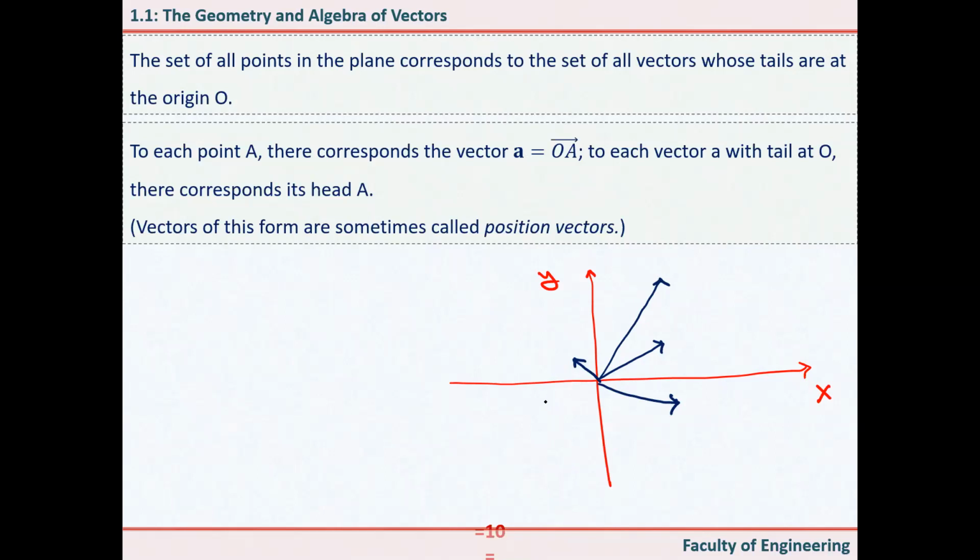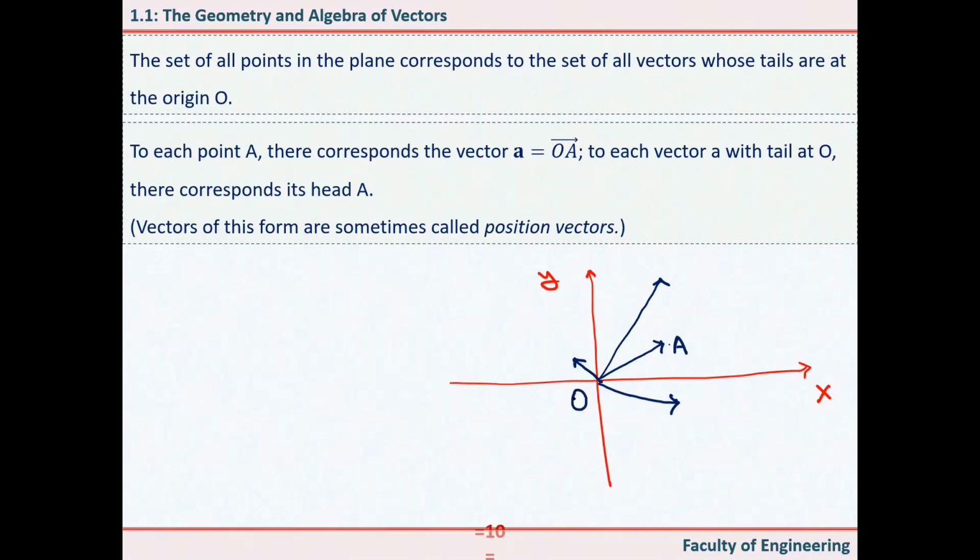So to each point A, there corresponds the vector OA, because when we draw the actual Cartesian plane, the intersection point we call the origin, right?